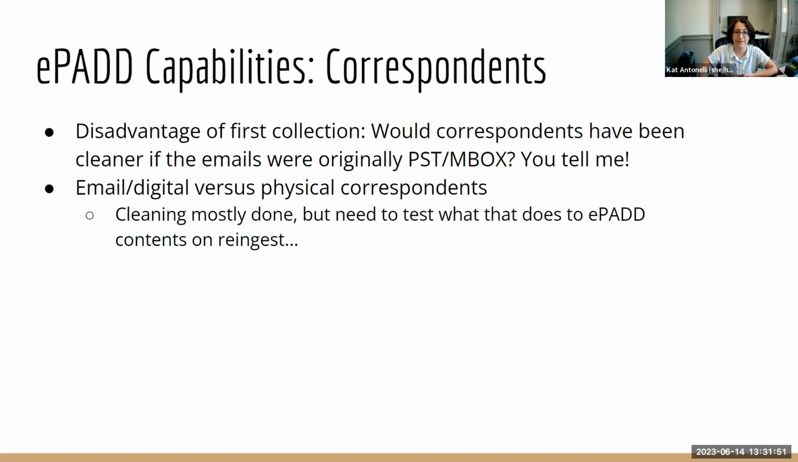And this, as I said, is exciting, but I'm curious next how happy EPAD is going to be once I attempt to re-ingest this big cleaned list. It'll have to recalculate the correspondence and match them to the emails. So that's my next step. If anyone's done something similar with a big list of slightly chaotic correspondence, if you have pointers, let me know. I'd love to hear them. But that's coming up.